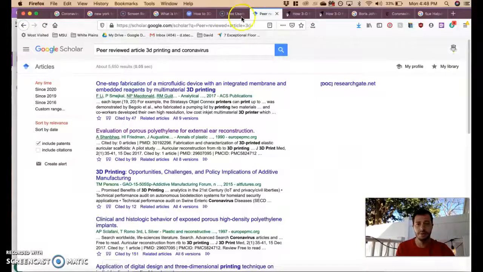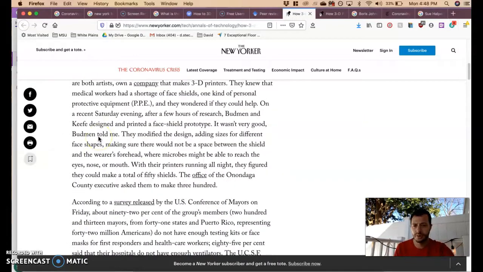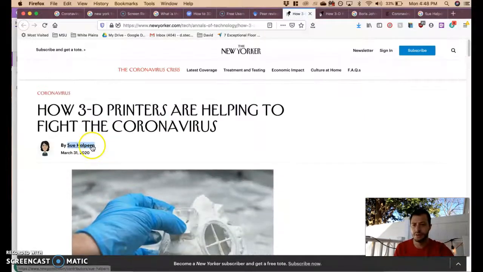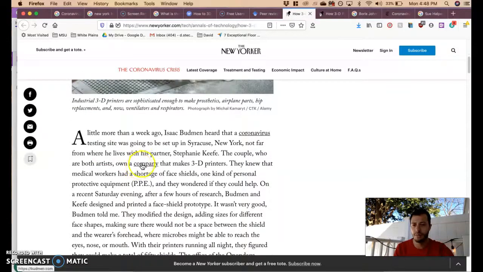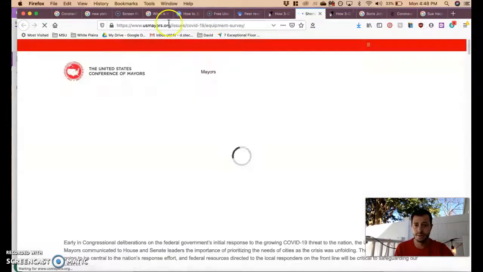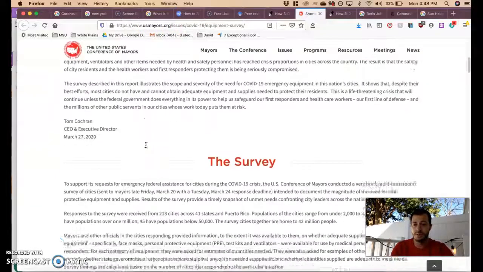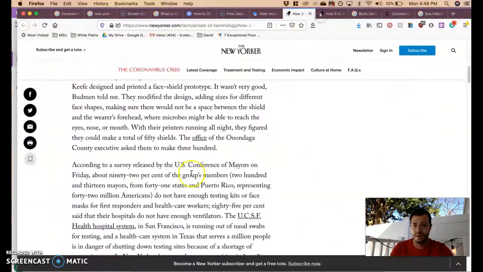So if we go back to the article that we were looking at earlier on 3D printing, let's take a look at Sue. So we have over here a couple of hyperlinks within the article, and we want to check out to see if who she's linking is reputable. So according to a survey by the U.S. Conference of Mayors on Friday, so let's see what this survey is. So this is a .org organization on U.S. mayors. So this probably is reliable of what she's sourcing and writing about.